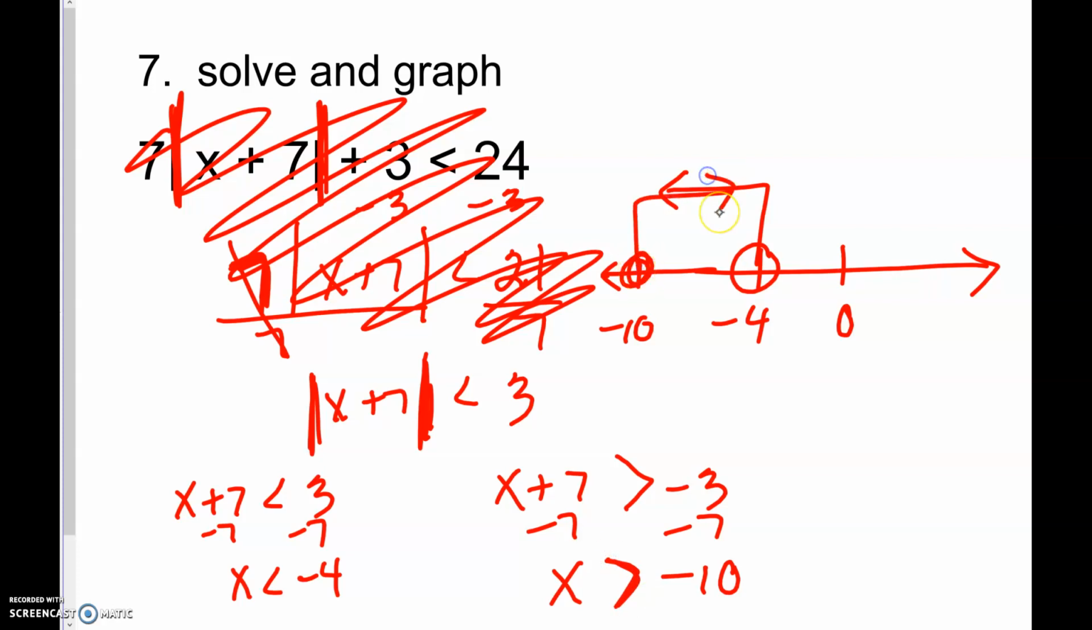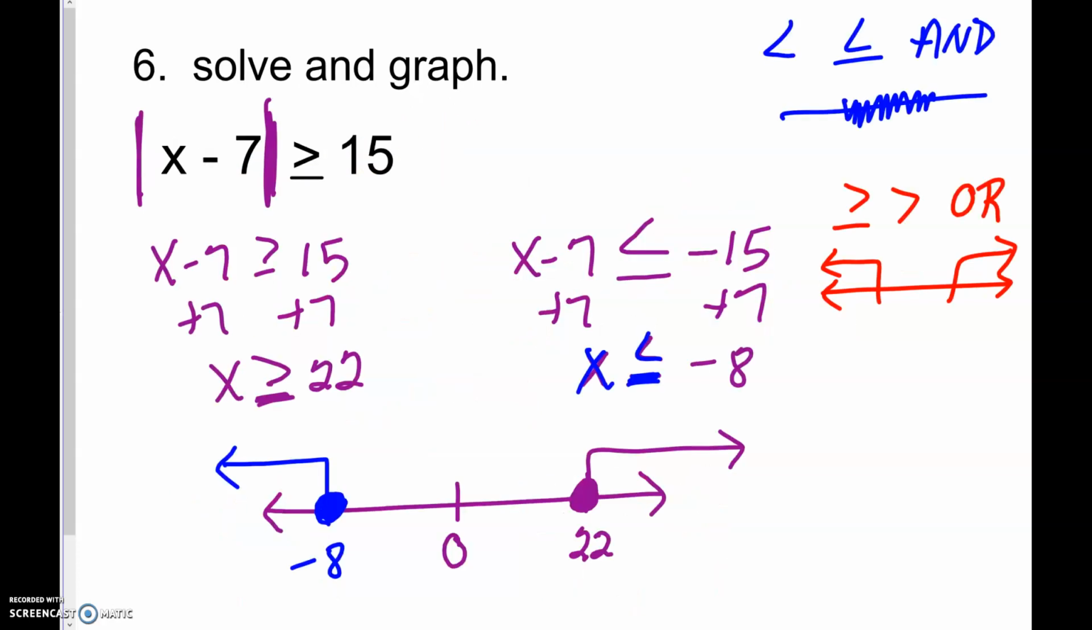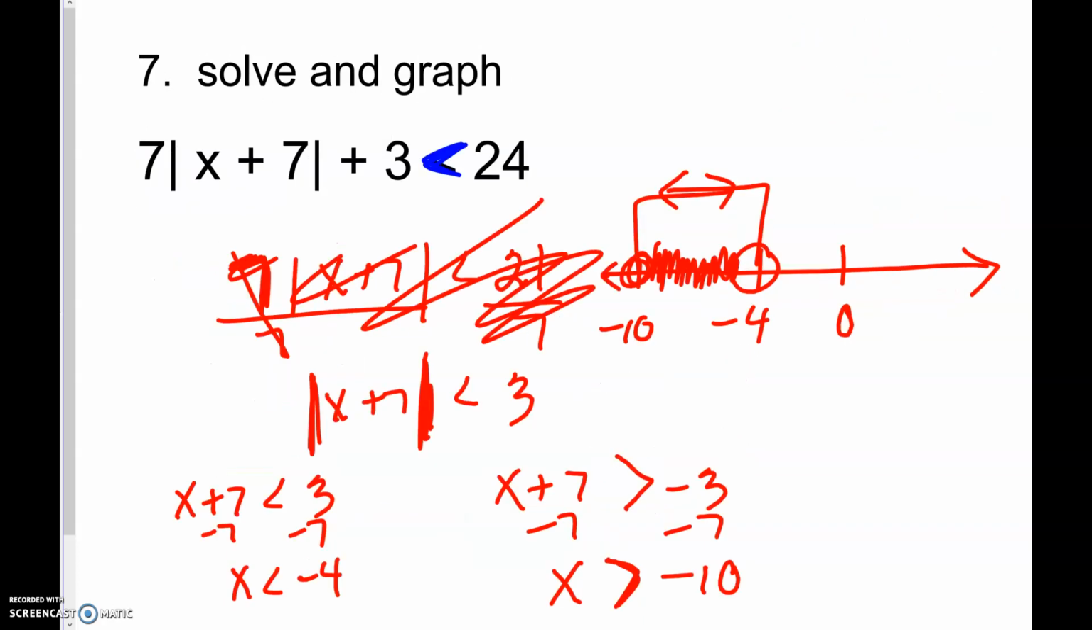To the right. So when those two arrows are crossing like that, we know that we are going to be shading between. If you look way back at the beginning, and if we were to guess what was going to happen here, we can see that this symbol in here is a less than symbol. And when we have less than, you can see back here, less than is when we shade between, and that's exactly what happened here. We end up shading between the two numbers, negative 10 and negative 4.